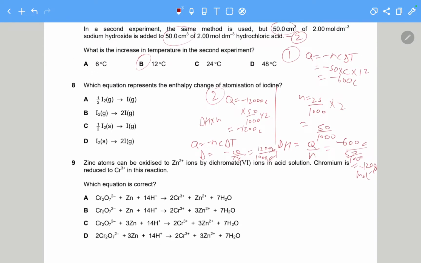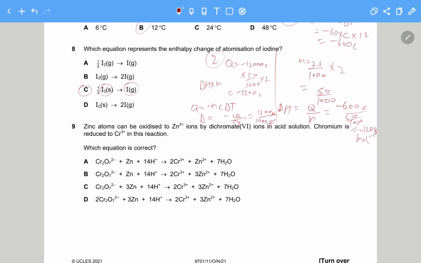Question 8. Which equation represents the enthalpy change of atomization of iodine? So the definition of enthalpy change of atomization of an element is when 1 mole of gaseous atoms is produced from the element in its standard state under standard conditions. So iodine in its standard state is a solid, and we want 1 mole of gaseous iodine atoms, and the only equation that gives this is equation C. So molecular iodine in its standard state, I2 solid, gives us 1 mole of gaseous iodine atoms.